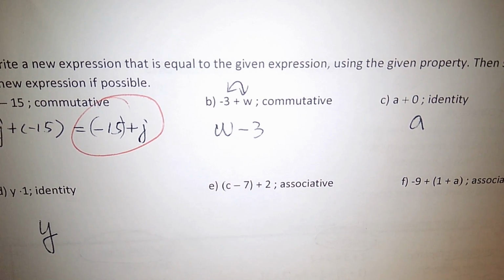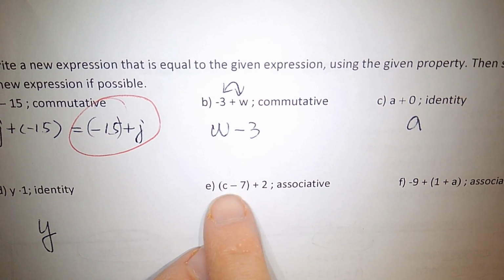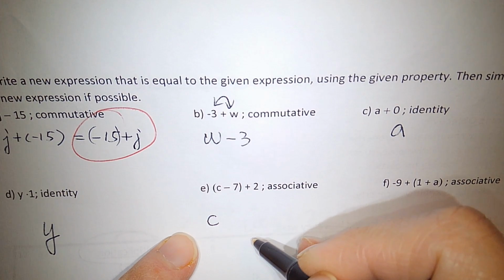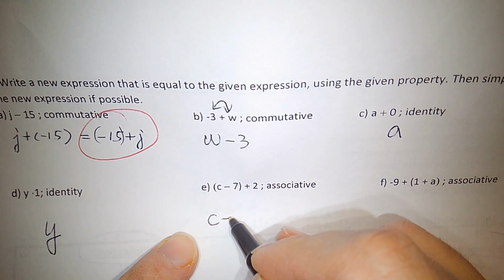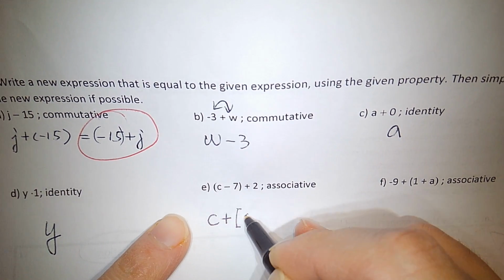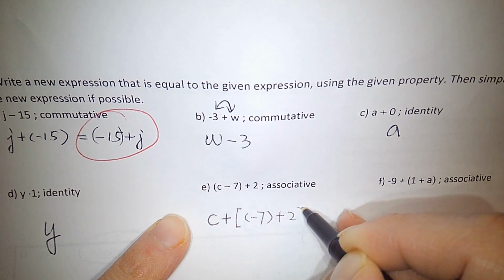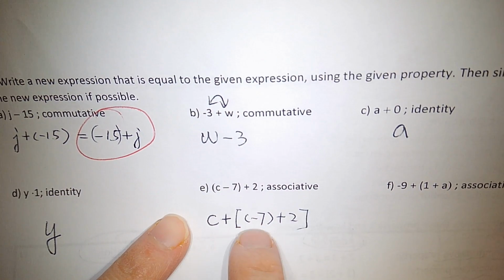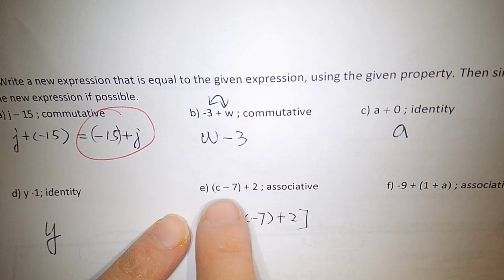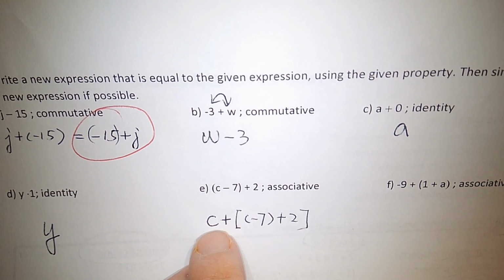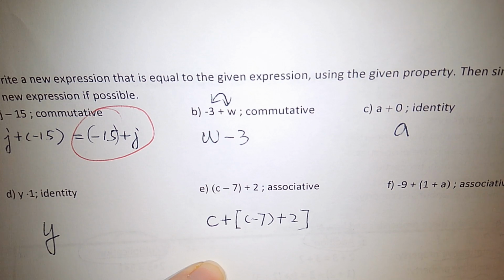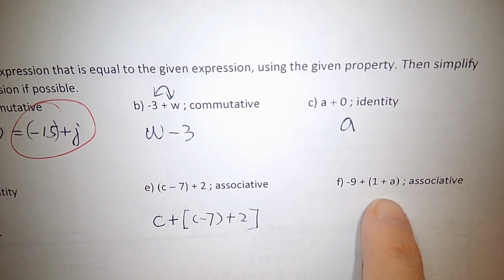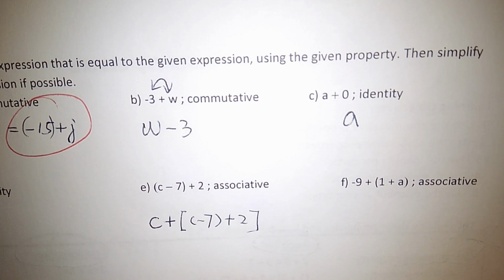Associative property for this, what should we do? Keep the first, C does not change, and plus what? -7 by 2, right? Associative property is, if we're adding the first two, then the next time we're adding the last two. What are the last two? -7 and 2, okay? And keep the first one.